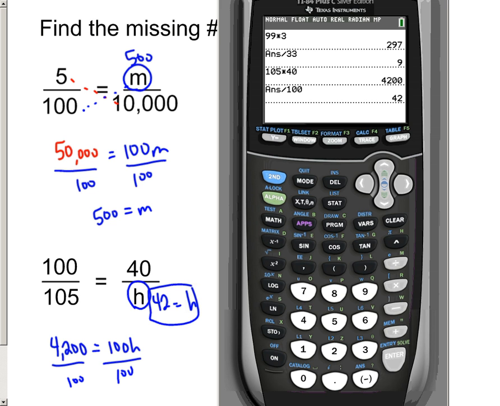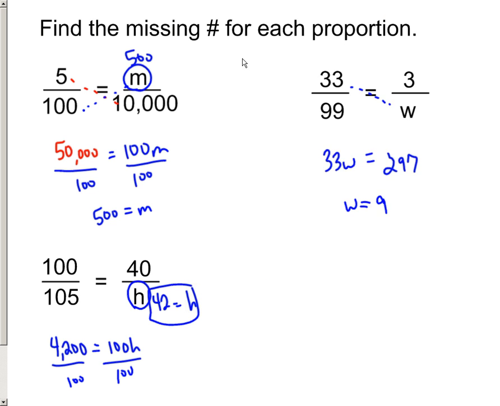But remember, you have to understand this is only possible when you know the ratio on the left is equal to the ratio on the right, and that sets up a proportion. So that's the reason we're calling it a proportion.